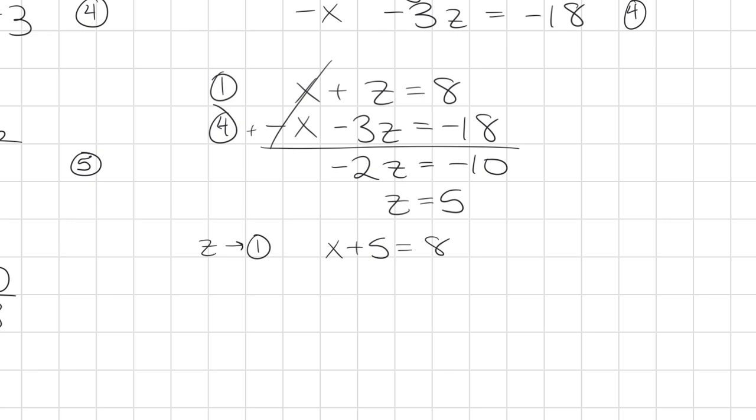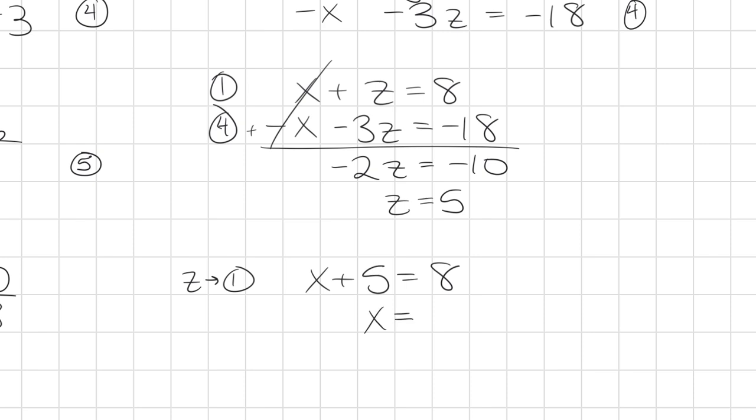Which means we're going to do x plus 5 equal to 8. I'm going to move mine down one. I didn't mean to write it that close. Sorry. So z into 1. So this is x plus 5 equal to 8. Which means what is x equal to? 3. Okay, we have 2 of the 3 pieces.